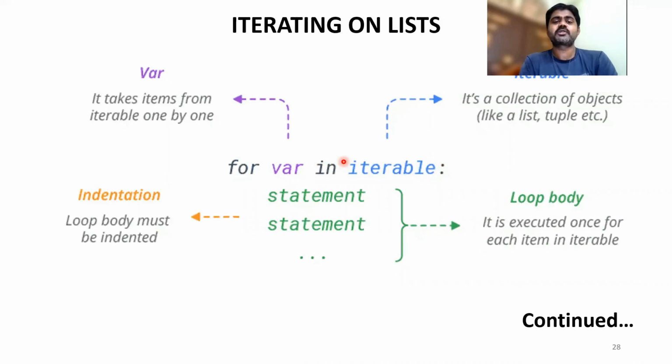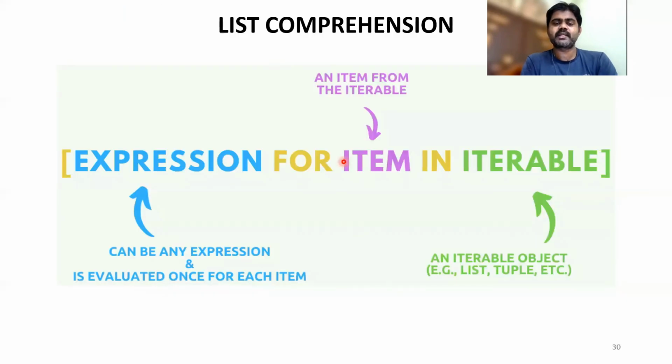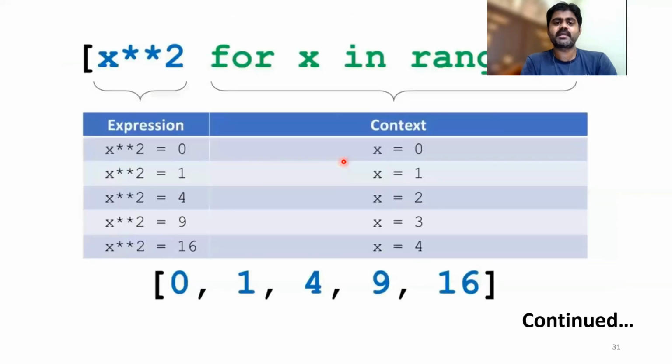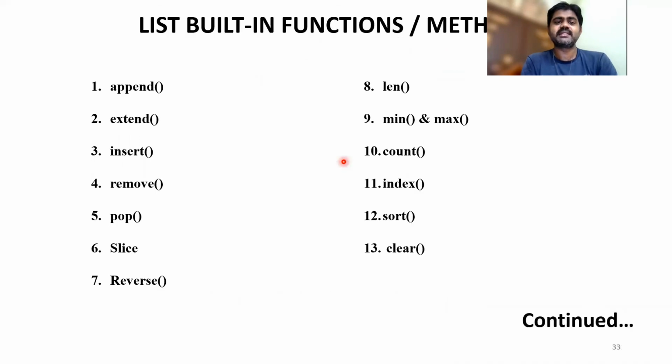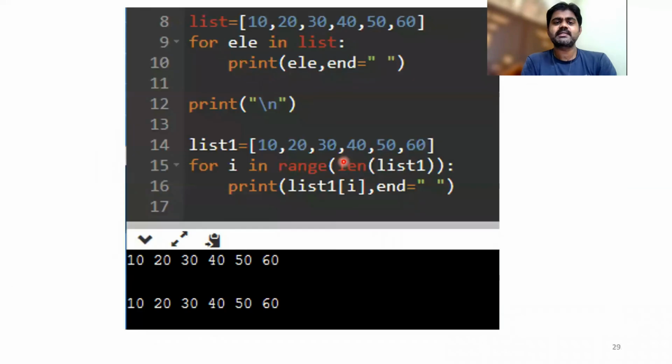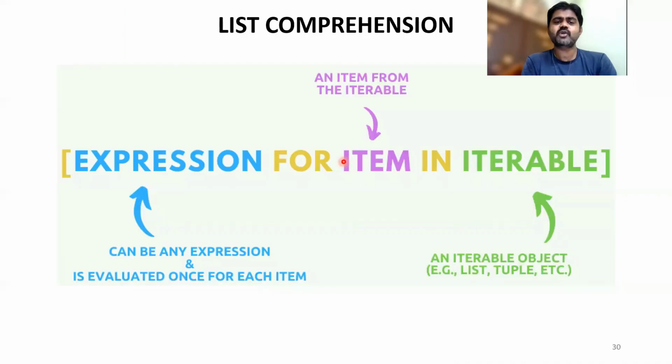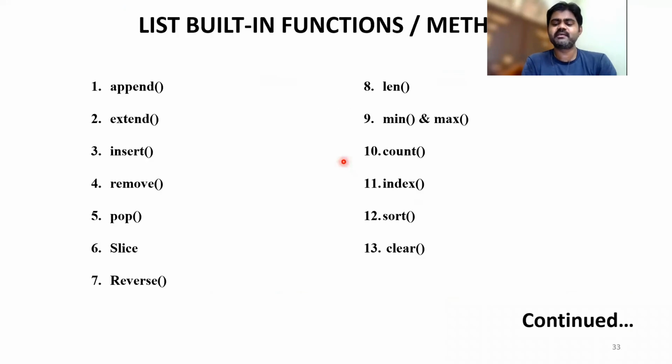I hope you understood today's topic. In our next class we'll discuss list comprehension and examples on list comprehension, and later on list built-in functions. We have a total of 13 list built-in functions or methods. We'll explain each and every one with examples. So in our next video we'll discuss list comprehension and list built-in functions.